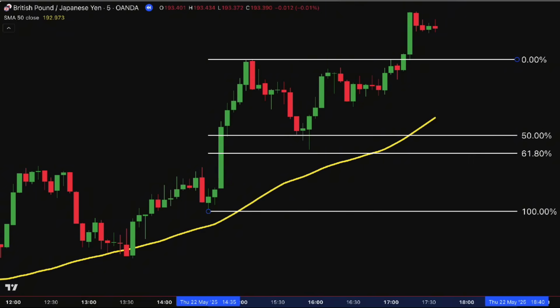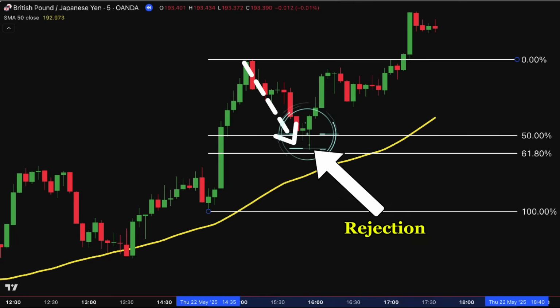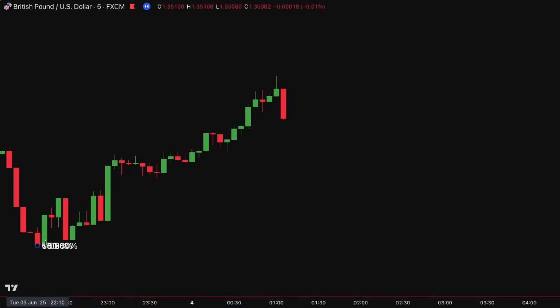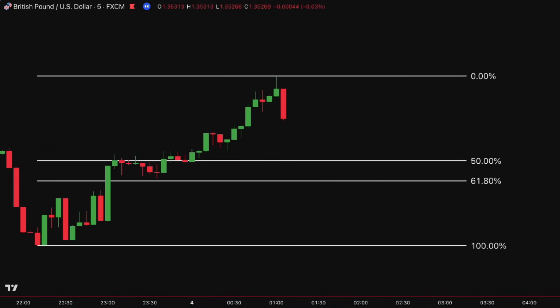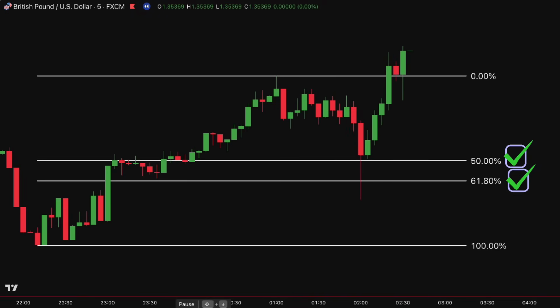As you can see in this example, when price retraced to the 50% Fibonacci level, it got rejected and took off. If you were waiting for a static support level or the 50 SMA, you would have missed this opportunity. In this strategy, we're only focusing on two key Fibonacci levels, the 50% level and the 61.8% level. These two are heavily watched by banks, financial institutions, and large traders.